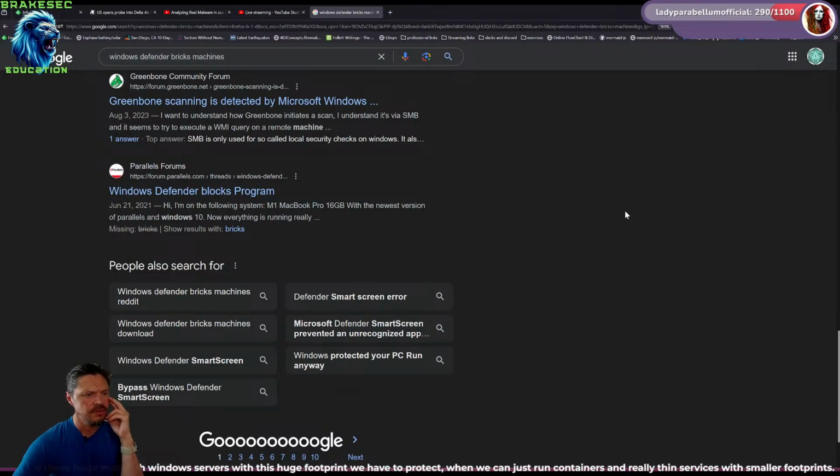I wonder why we use these huge monolithic Windows servers with this huge footprint we have to protect when we can just, is a 4-letter word for me, when we can just run containers and really thin services with smaller footprints.